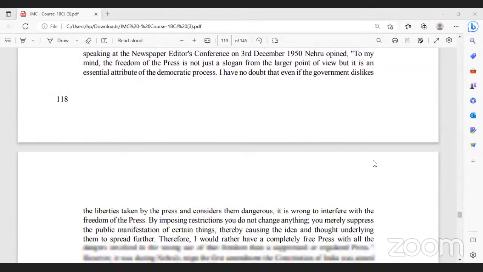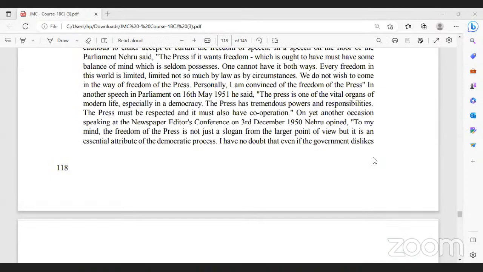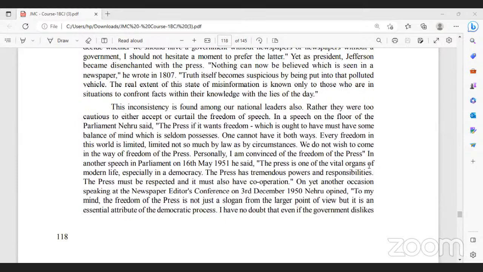Then we see, coming back to our Indian reference, Nehru also stated that the press, if it wants freedom, which it ought to have, must have some balance of mind, which is seldom in possession. So one cannot have it both ways. Every freedom in the world is limited, not so much by laws as by circumstances.